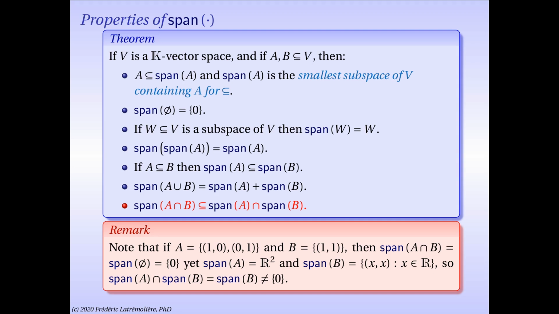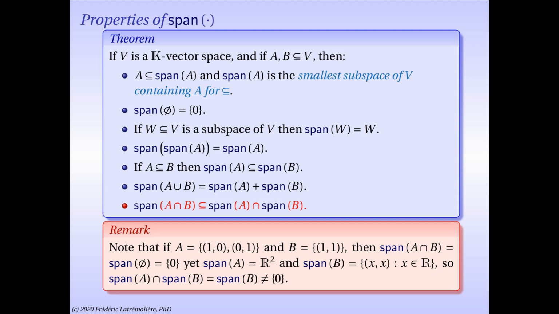So I'm going to reuse what I observed in the previous slide. You let A be the pair consisting of the vector (1, 0) and the vector (0, 1) in R squared, and you let B be a singleton consisting of the vector (1, 1). So we know how to calculate everything here. We know how to calculate the span of the intersection because the intersection of A and B is empty, and so the span of the empty set by the theorem above is the singleton {0}.